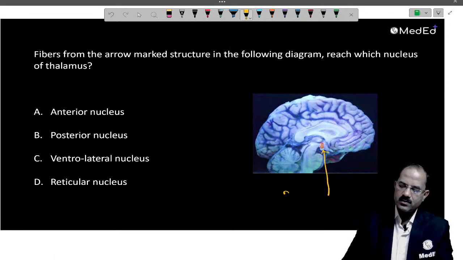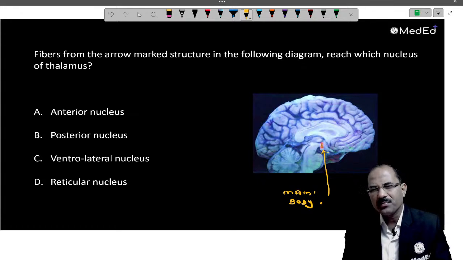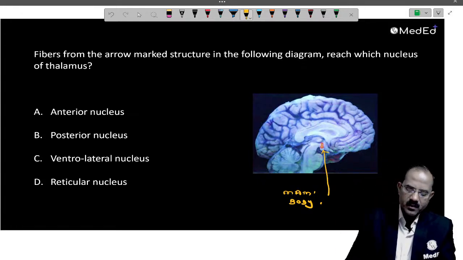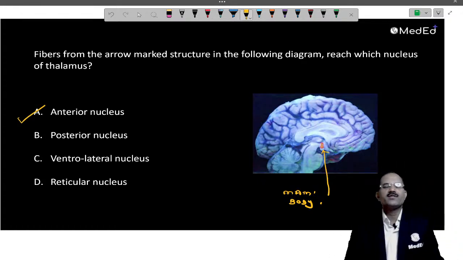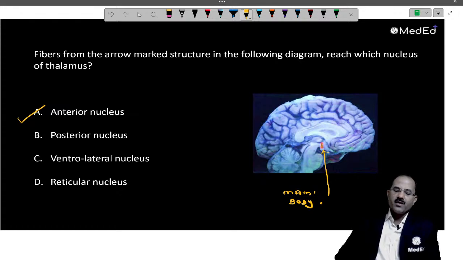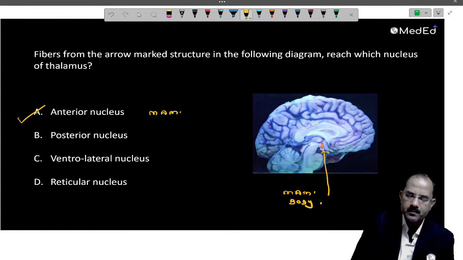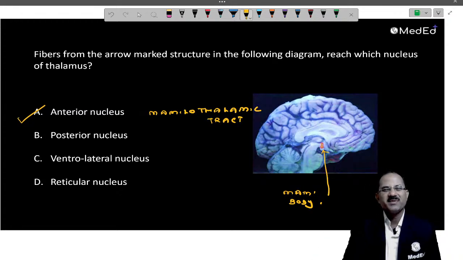What is this structure? This structure is the mammillary body. And where does the mammillary body project to? The mammillary body is going to project to the anterior nucleus of the thalamus, and this is what we call the mammillothalamic tract, right?